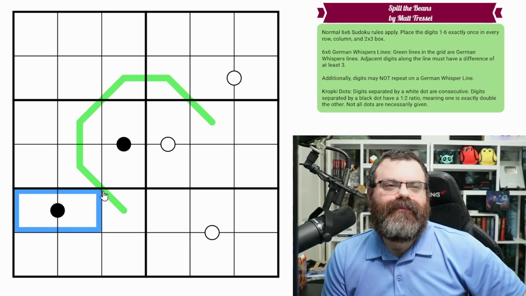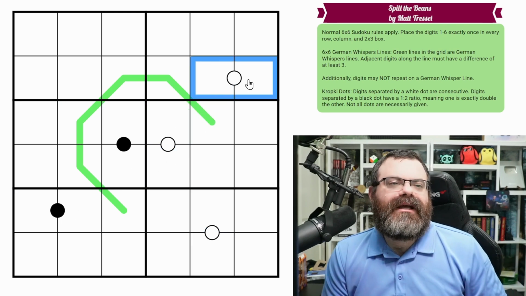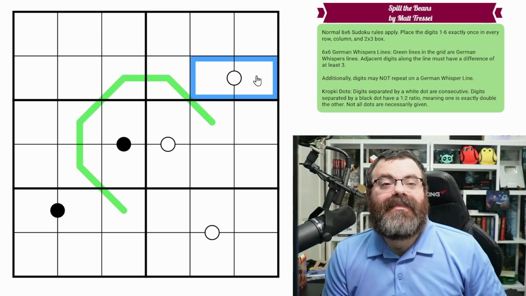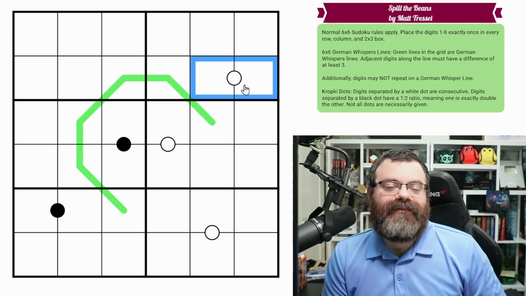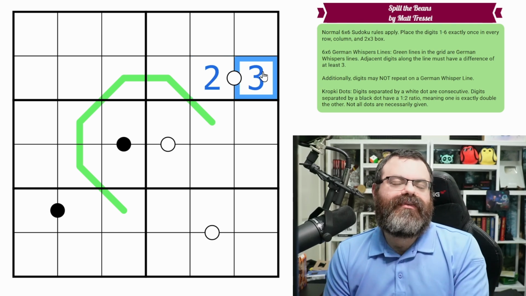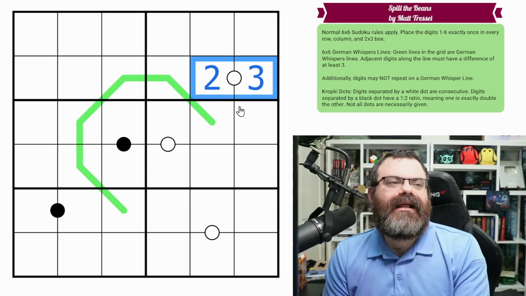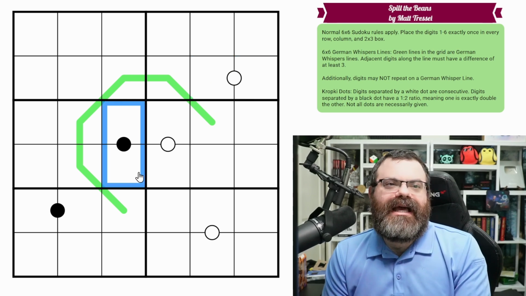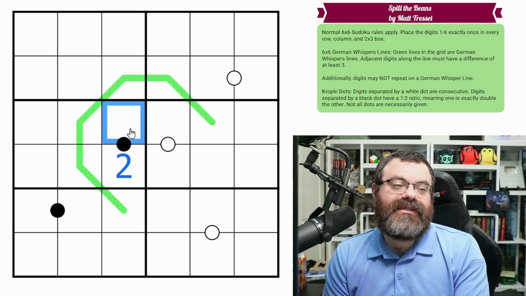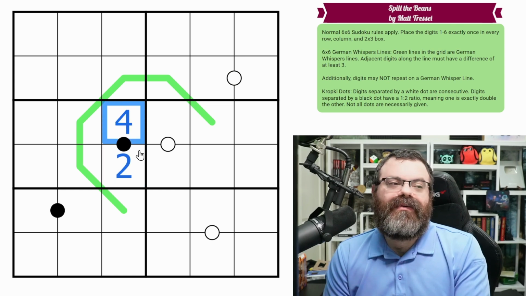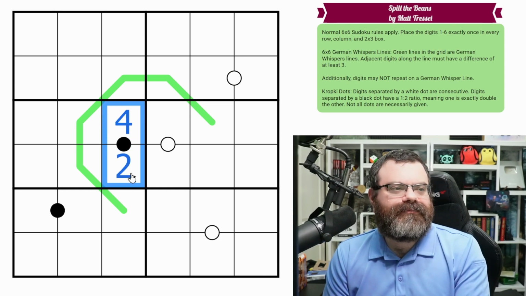These are called kropki. Digits separated by a white dot are consecutive, meaning if this was 2, this could be 1 or 3 for them to be consecutive. And digits separated by a black dot have a 1 to 2 ratio, meaning one is exactly double the other. So if this was 2, this could be 1 because 2 is double 1, or this could be 4 because 4 is double 2.